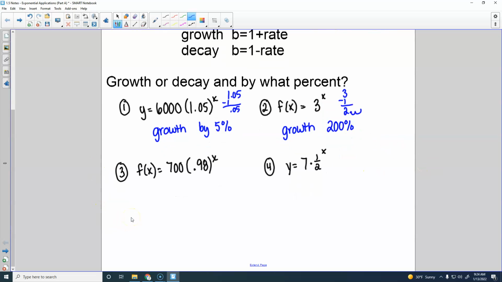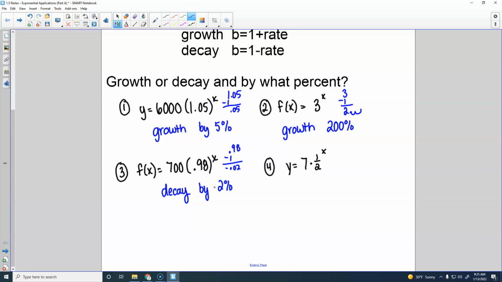All right, for number 3, Noelle, have we got growth or decay? Decay. By what percent? It is 2%. Very good. So you got 0.98. If you subtract that from 1, you're going to get negative 0.02. The negative tells you it's decay. 0.02 would be 2%. The biggest mistake I see students make here is they say that's 98%, because they just change it to a percent. But you have to think about how far away it is from 1. Subtract it from 1 first. So that's good.